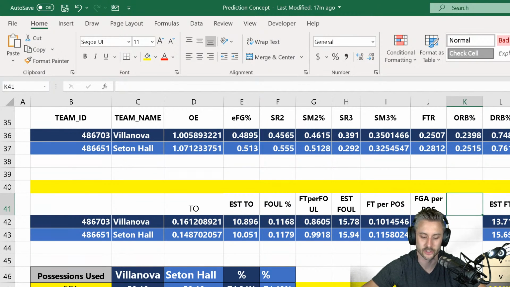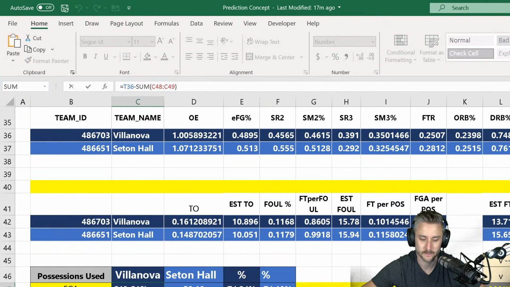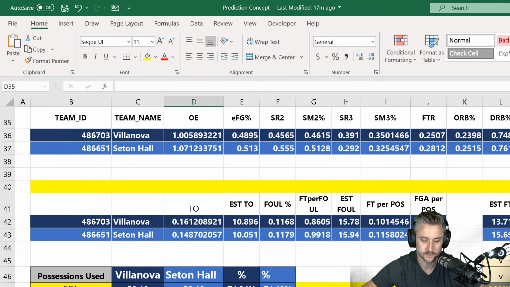So I actually want to move down here because I think it'll be easier to do this flow chart right here. So, how did I calculate Villanova using 74.24% of its possessions on a field goal attempt? Well, here's how I did it. T36, which is tempo, minus the sum of these two stats right here, turnovers and free throws. So actually, I calculate the field goal attempts last. I actually calculate free throws first.